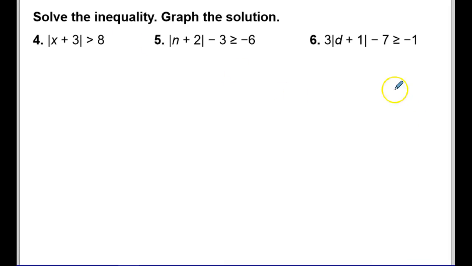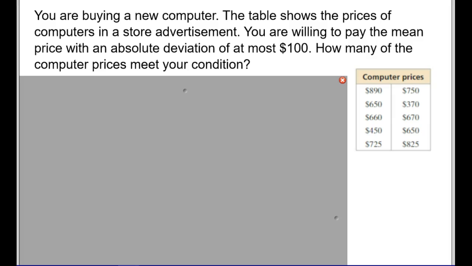So here are some to try. I really want you to try this number 6, right? Because there are many steps we need to do. So make sure you can do that one first.